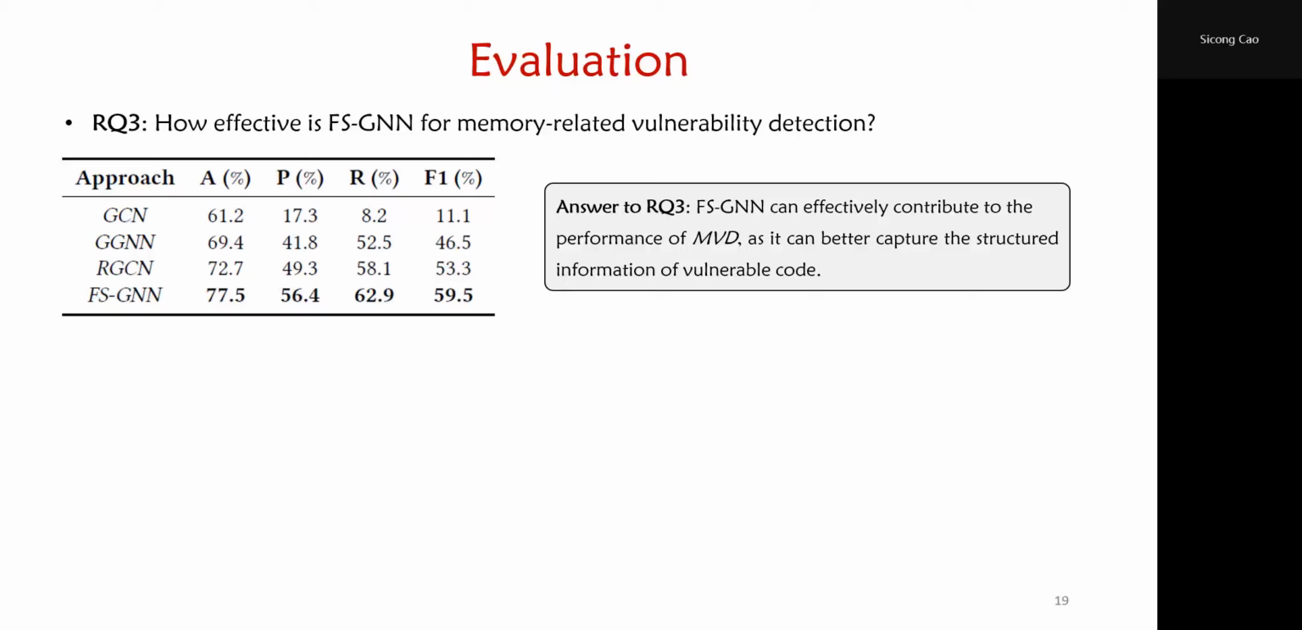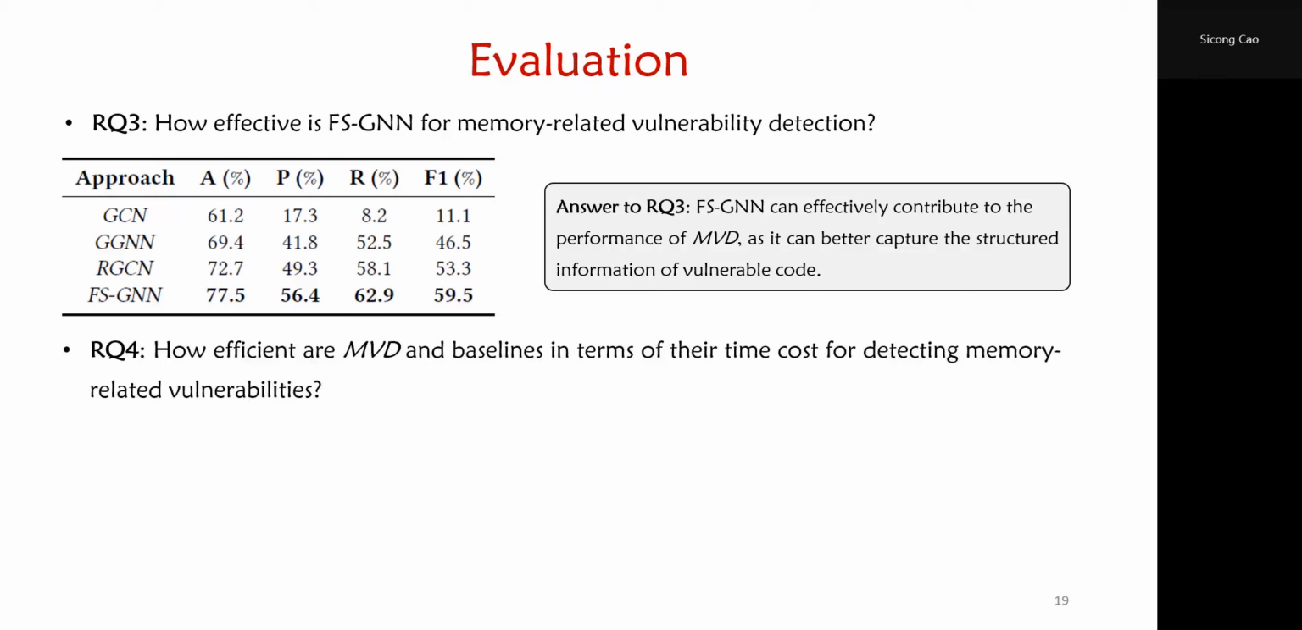Thus, FSGN can preserve the comprehensive program semantics based on interprocedural control and data dependence, and improve the flow sensitivity for memory-related vulnerabilities. In addition, RGCN aggregates node and edge information through directed edges, while FSGN boosts the effect of edge types on context by adding corresponding inverse edges. Therefore, FSGN can effectively contribute to the performance of MVD, as it can better capture the structured information of vulnerable code.